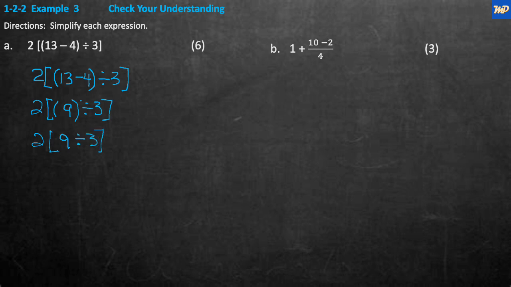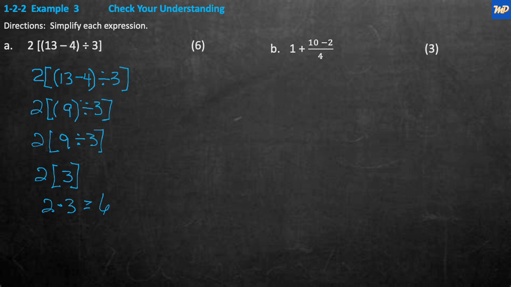So now we have multiplication and division. Well, can we do the 2 now? No, we have to do what's inside the brackets first. So 2 bracket, 9 divided by 3, is 3 bracket. Now we can get rid of the bracket. And when we do, it's going to be 2 times 3, and that equals 6.